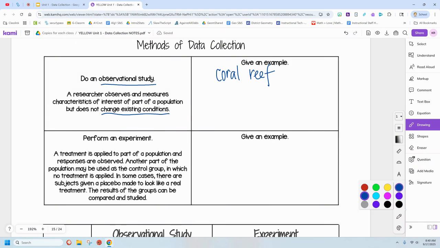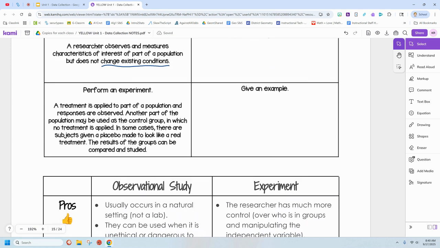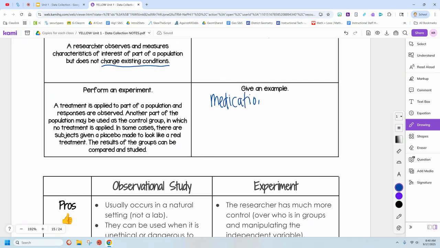Okay. Performing an experiment, of course, this is kind of what we always think about. And of course, that was with the medications. We saw that. If I want to check to see if those medications affect arthritis or all sorts of different things, it's a treatment that's applied to a population, and then the responses are observed from that. And that could be anything from interviewing people, but also taking, if it's medication, a blood sample. If they're doing an exercise program, you might be weighing and measuring people to see what kind of changes there are. Another population may be used as the control group.